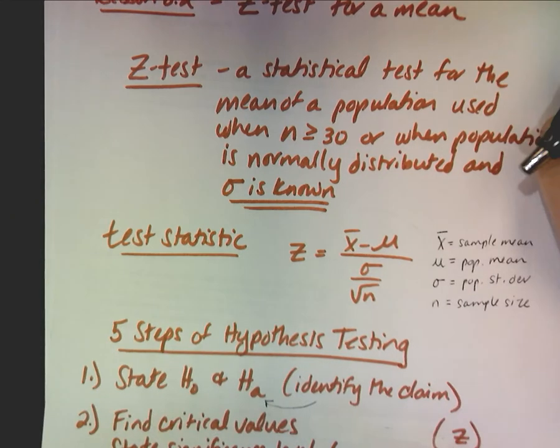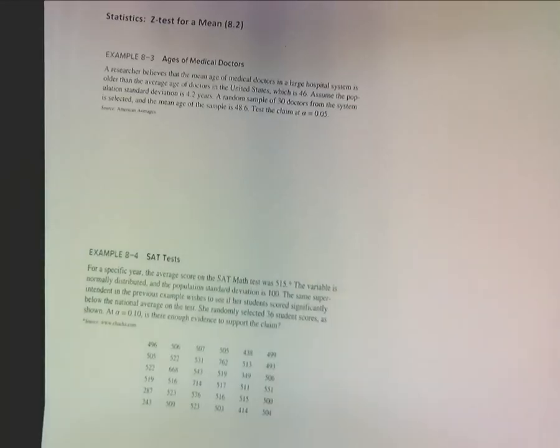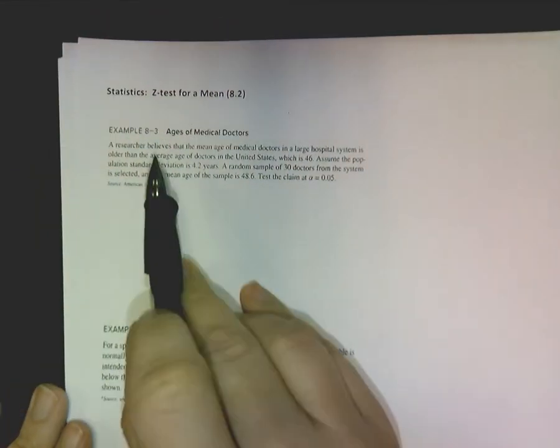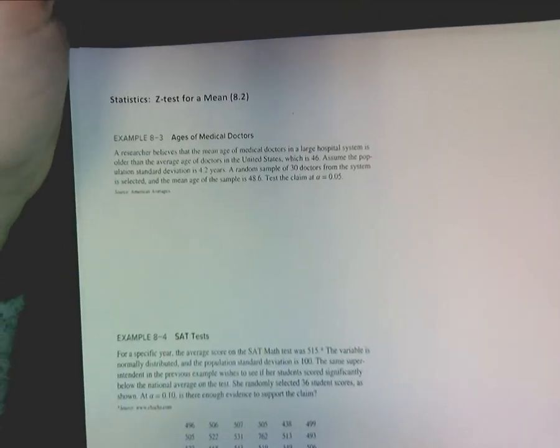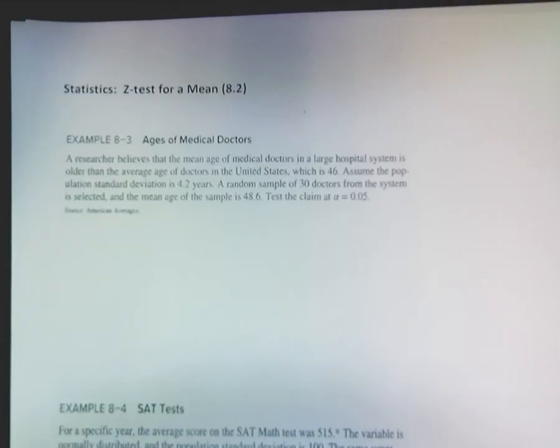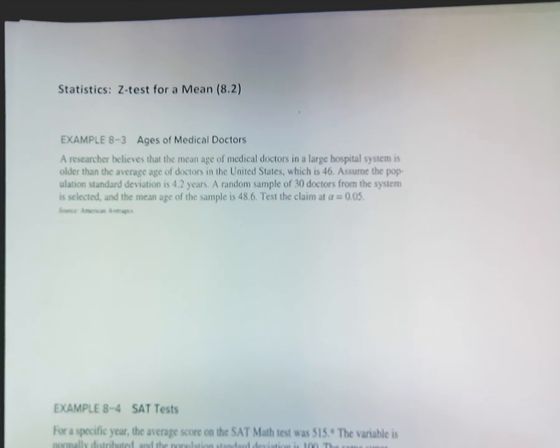But let's actually do some examples so this will make sense. So hopefully you've downloaded this, Statistics Z-Test for Mean, 8.2. Sorry, it's a little small. I'm going to try to squeeze it in here. A researcher believes the mean age of medical doctors in a large hospital system is older than the average age of doctors in the U.S.